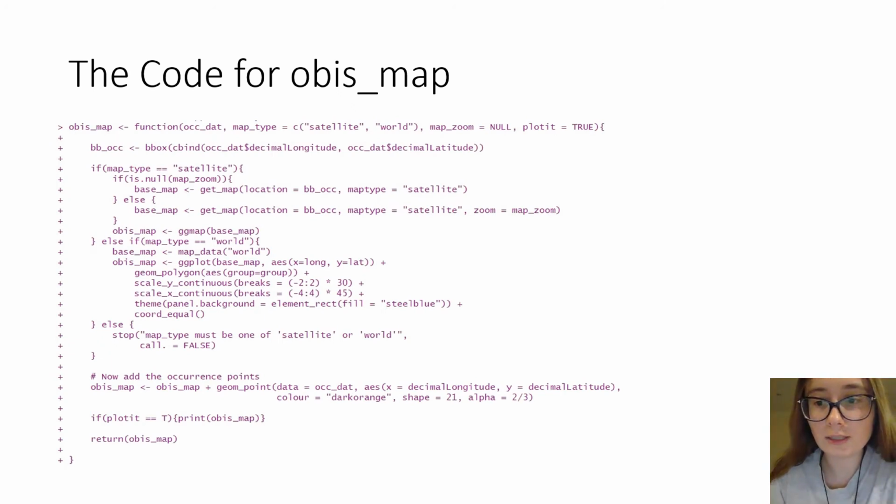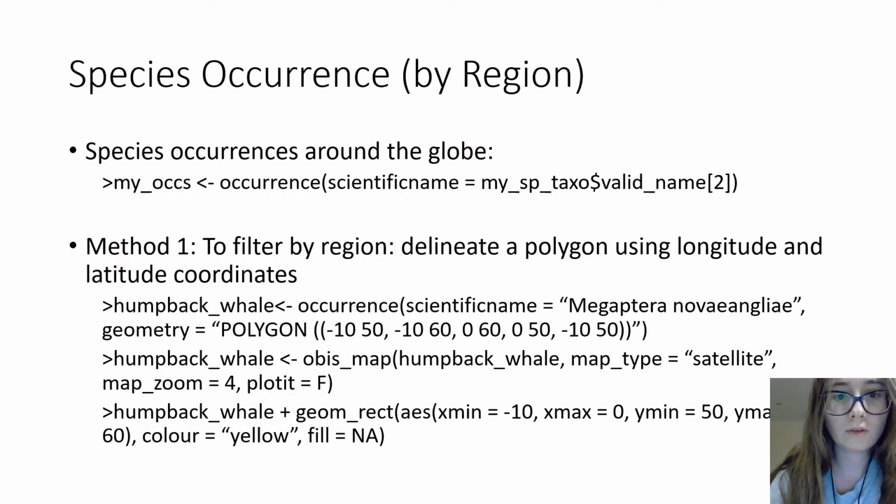Now, one of the things that we're going to use is a function called OBIS_map. And you can see here the code for that function is quite extensive, but the great thing about R is that there's open source code like this that can be found online. So if you search for the OBIS map code online, you'll find this and you can paste that into R to define that function.